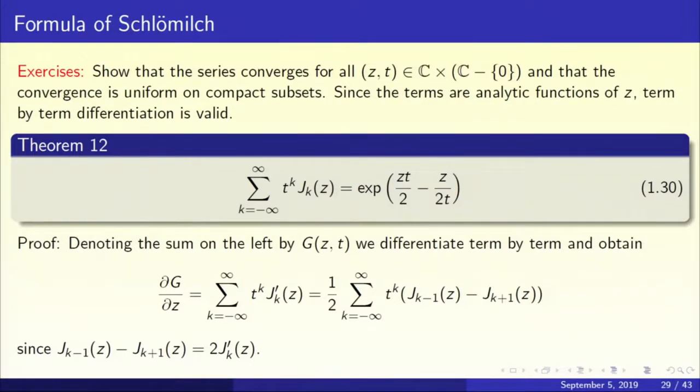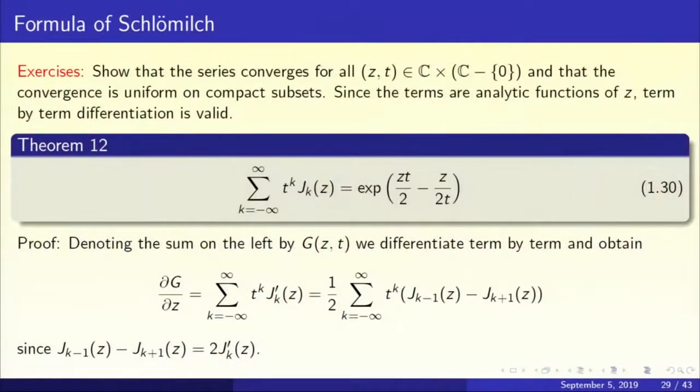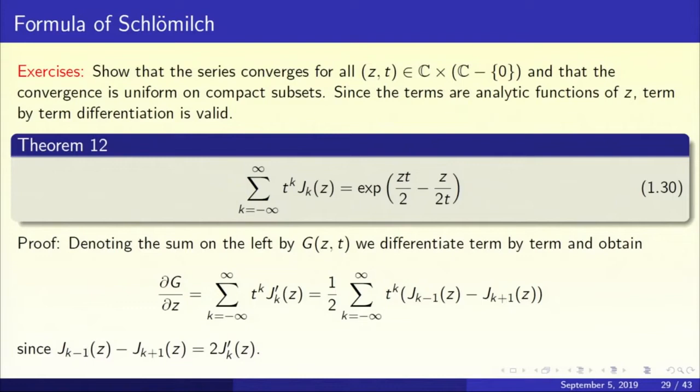Let us differentiate term by term with respect to z. How can I differentiate a series with respect to z? Look at the exercise on the slide. The series converges and the convergence is uniform on compact subsets. When you have a series of holomorphic functions, analytic functions, converging uniformly on compact sets, term by term differentiation is valid. So this series sigma t to the power k J_k(z) can be differentiated term by term with respect to z.